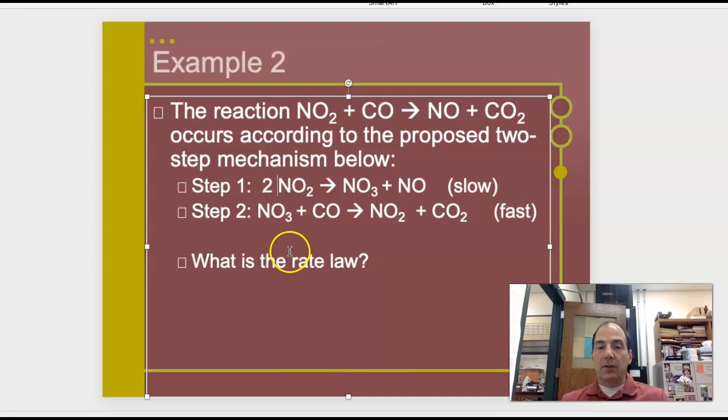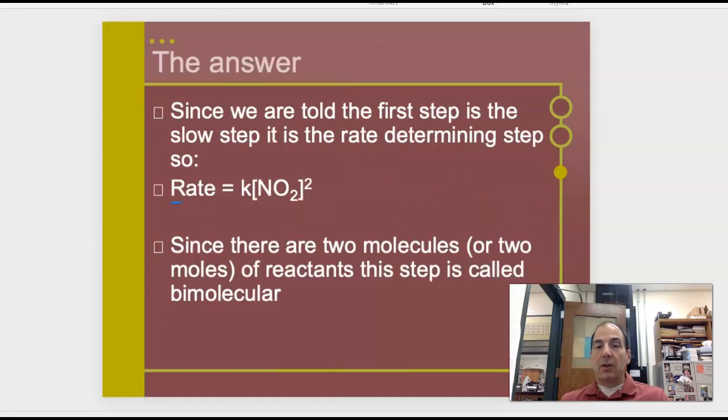So what is the rate law? All right, so think about it real quick, but it shouldn't take much. Knowing step 1 is the slow step, it's the rate determining step. And since it had a coefficient of 2, the order of the NO2 is 2. And so it's just rate equals k times the concentration of NO2 squared.